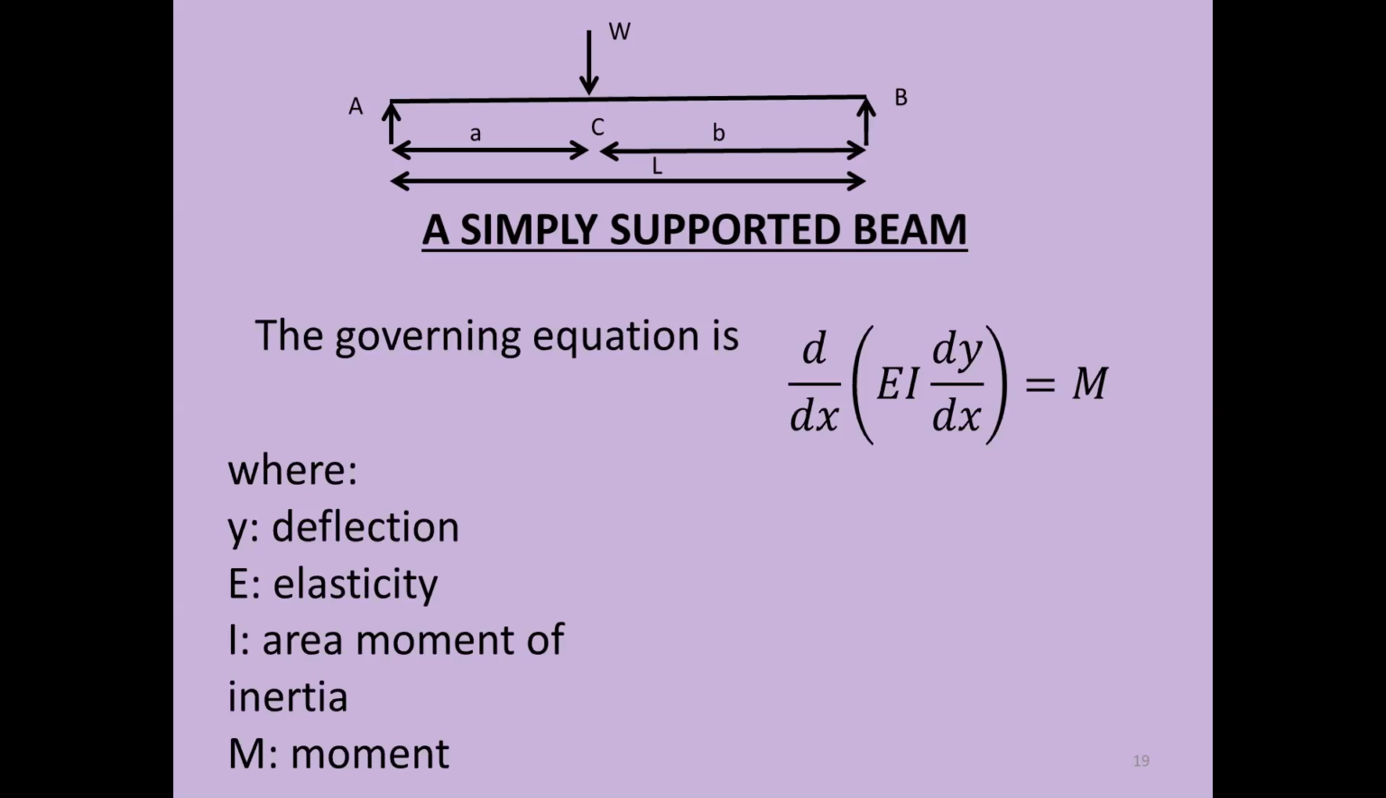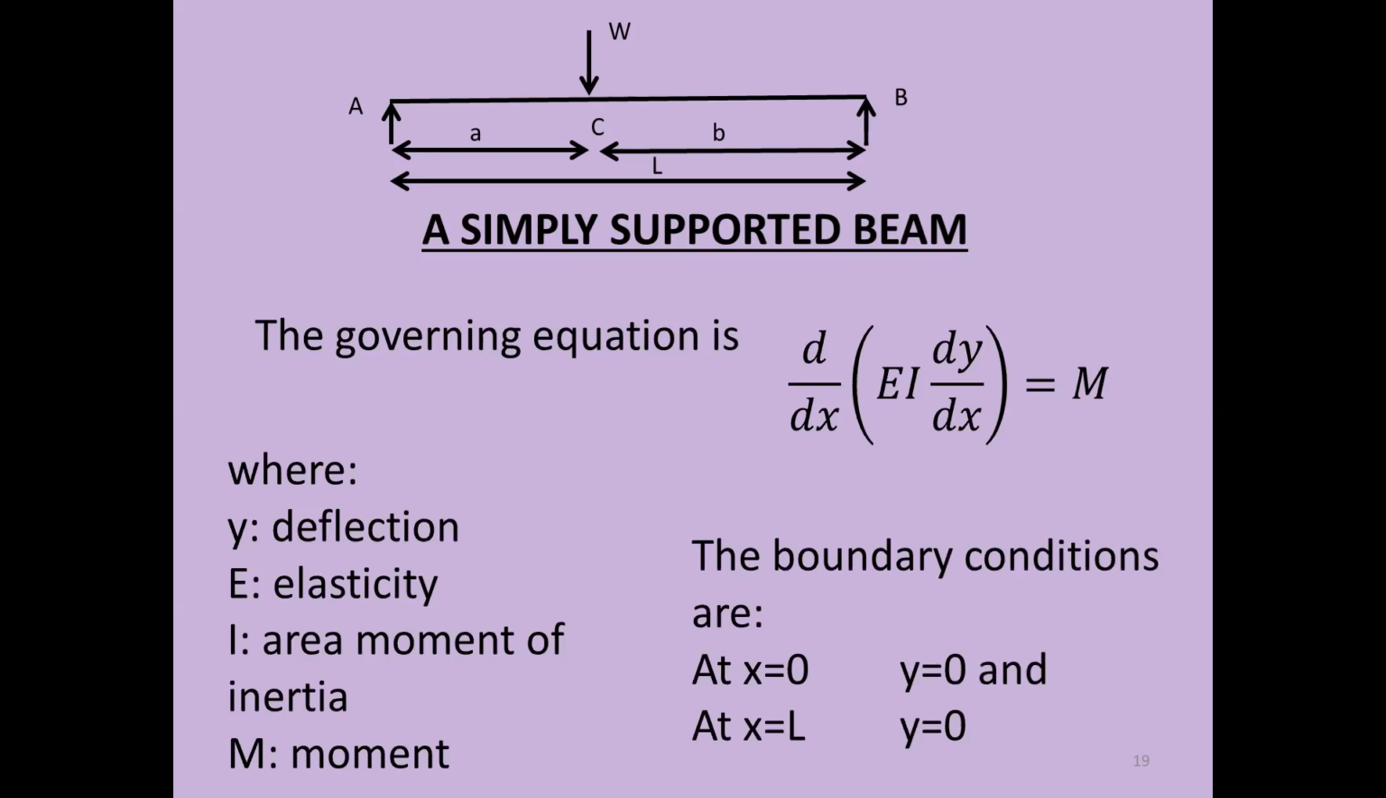And next is the boundary conditions. The boundary conditions have been prescribed at the two ends of the beam. That is, since the beam happens to be supported at the two ends, the value of deformation at both the ends happens to be 0.